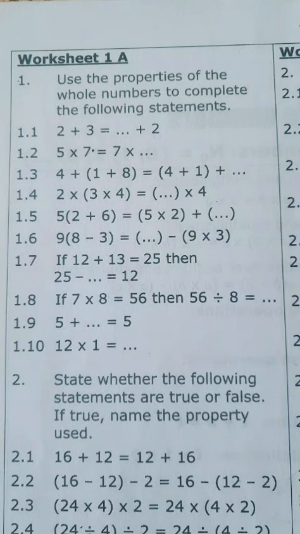What's used there is the distributive property. Remember the 5 with the brackets. What do brackets mean in mathematics? Brackets mean multiply. What's inside the bracket is 2 plus 6. So this is called the distributive property of multiplication over addition. I repeat, the distributive property of multiplication over addition.